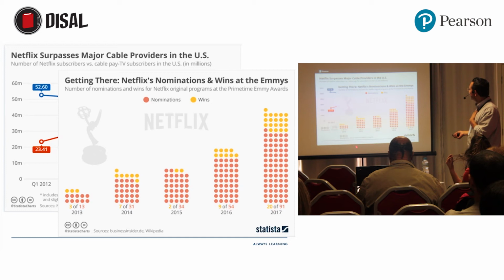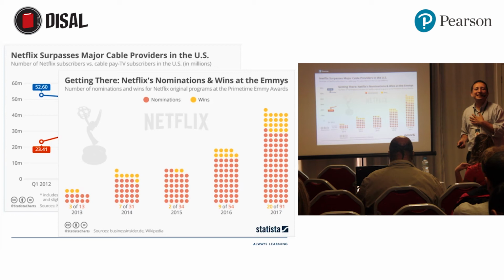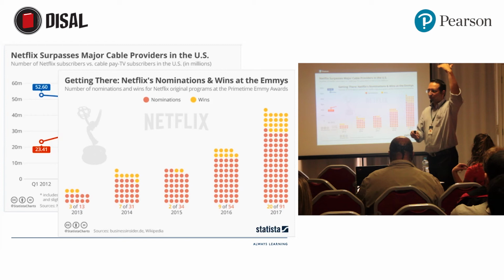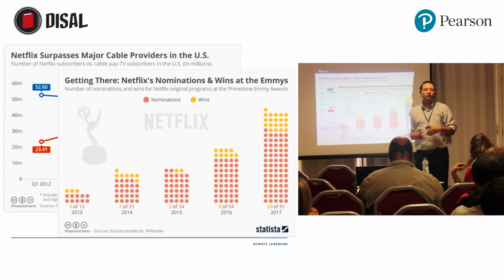Netflix started in 2013 with 13 nominations and they won 3 prizes. Look what happened this year. 91 nominations with 20 awards. And this is happening at the Golden Globe. It will start happening at the Academy Awards, the Oscars, and so on and so forth. So this is what will take over industries.